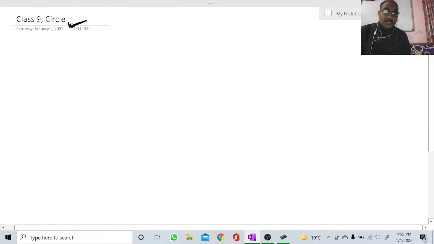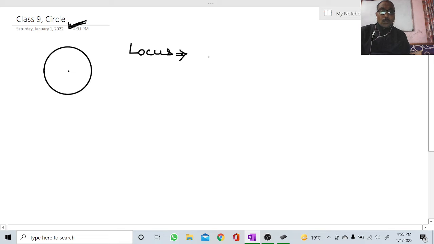Today I am going to start circle. The topic is circle. See, this is a very important chapter. And if we talk about circle, then first we have to know about locus. What do you mean by locus? Locus means positioning of point.